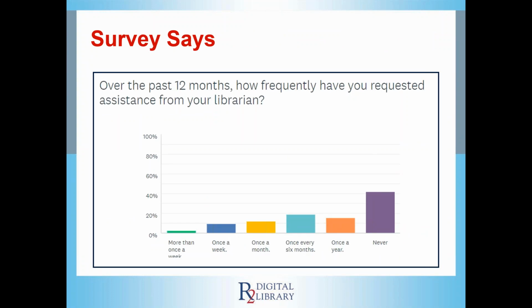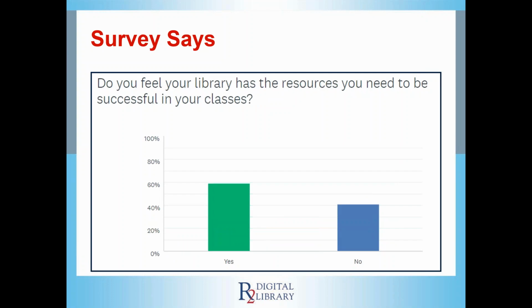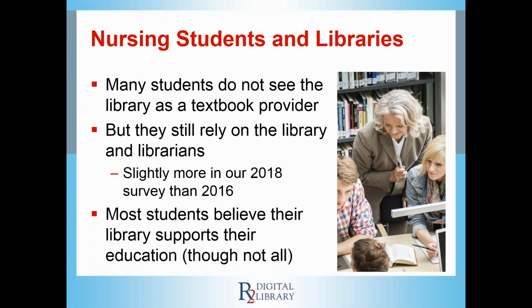Over the past 12 months, how frequently have you requested assistance from your librarian? About 40% of students have not, but 60% of students have. So we really see that students are relying on librarians and their libraries to help them with their education. And do you feel that your library has resources you need to be successful in your classes? The majority of students believe that, yes, their libraries do have the materials they need for their success.